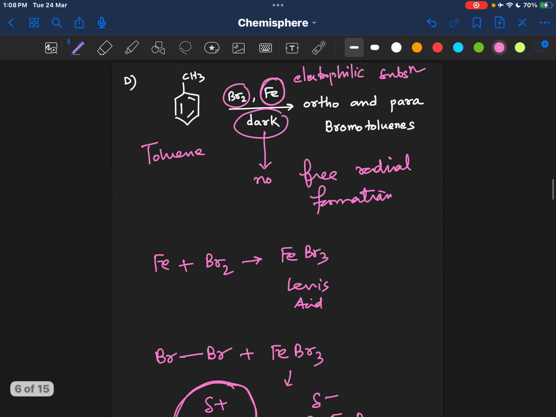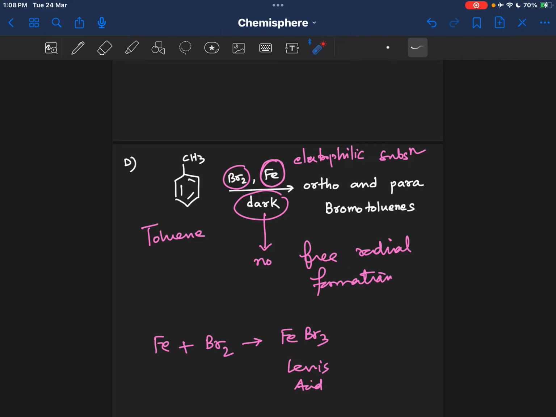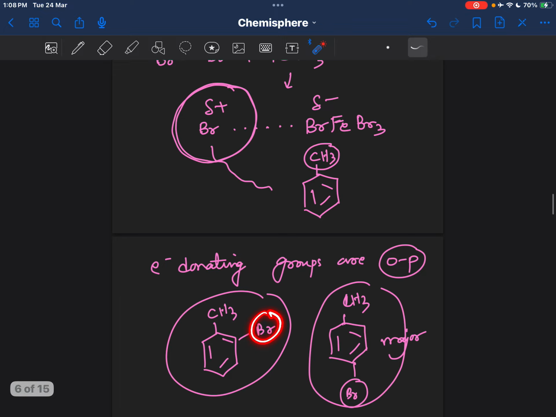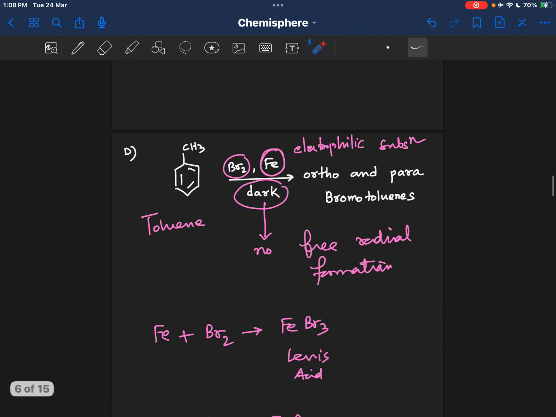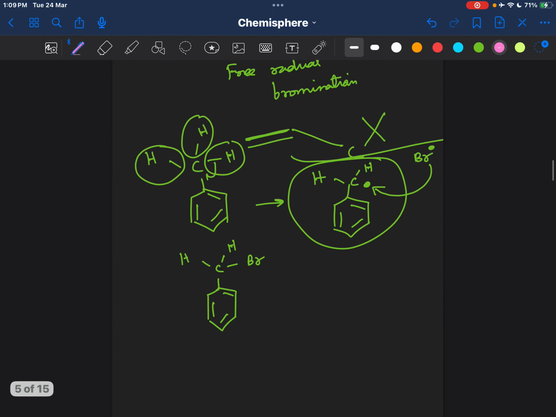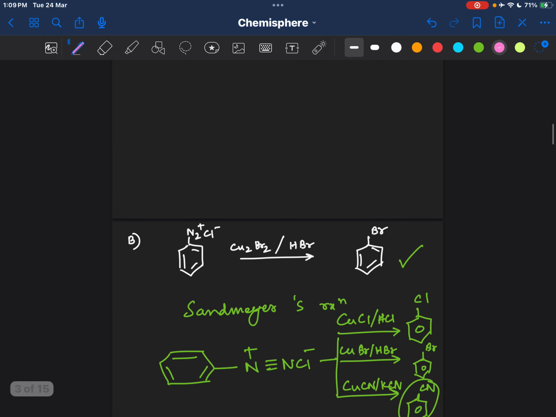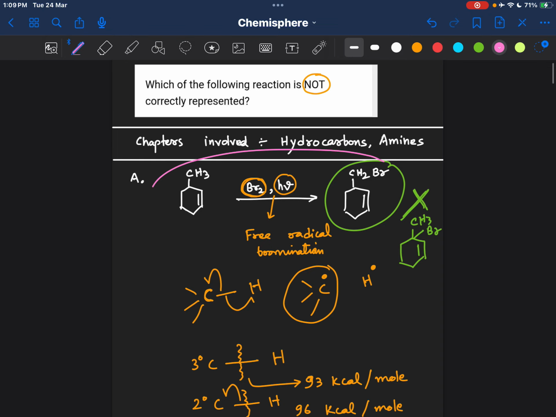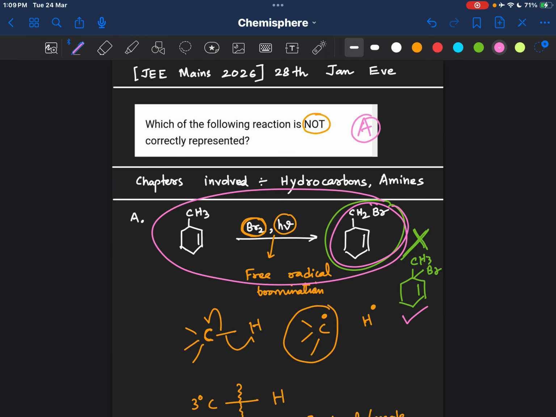So let us look at what they have found. Ortho and para bromotoluene. So yes, ortho and para bromotoluene, correct. This is also correct. So the question is asking us to find out which one is wrongly marked. So D is correct, C is also correct, B is also correct. So the wrongly marked one is A. This is wrong. Instead of this, this should form. Okay, so the correct answer is A. Okay. Thank you.